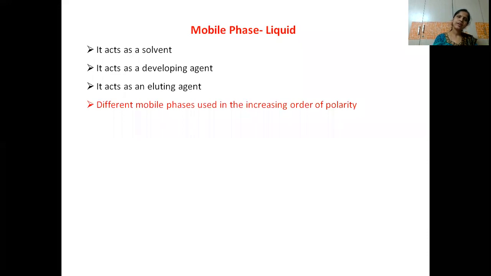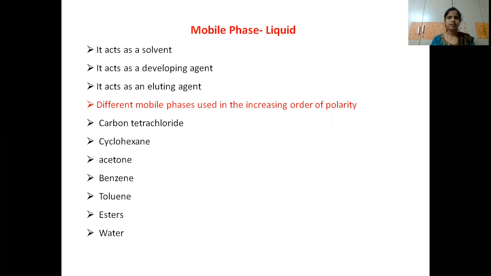And what are the different mobile phases that we can use in chromatography? Here they are given in increasing order of their polarity. We generally start from non-polar solvents or non-polar mobile phases: carbon tetrachloride, cyclohexane, acetone, benzene, toluene. Then we can increase the polarity. We can use esters, alcohols, and then water, which can act as mobile phases.